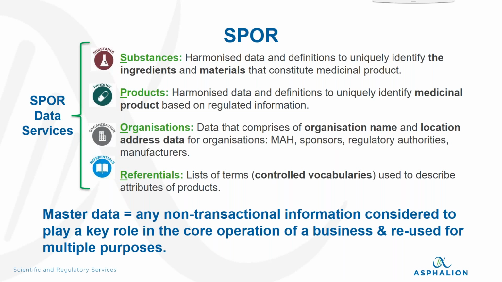It's any non-transactional information considered to play a key role in the core operation of a business and reused for multiple purposes. So the idea is that if you had Asphalion in your database, you would have one entry with one unique code that you can reuse for different databases and different uses. That would be master data.